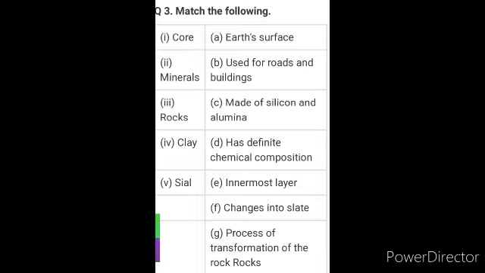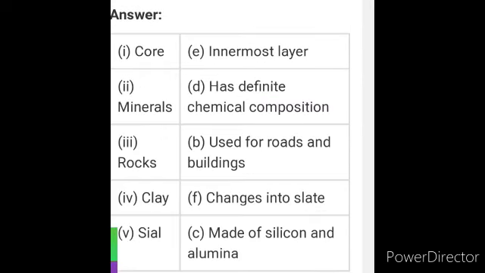Now the next question, match the following. As you can see, the questions are given here. You will just go through this question, and in the next the answer is given. So here is the answer of match the columns. So just you read and understand this.